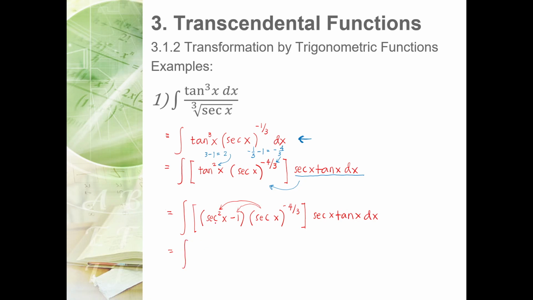So the first term, secant squared x multiplied by secant x to the power of negative 4/3. So this would be secant x, okay.